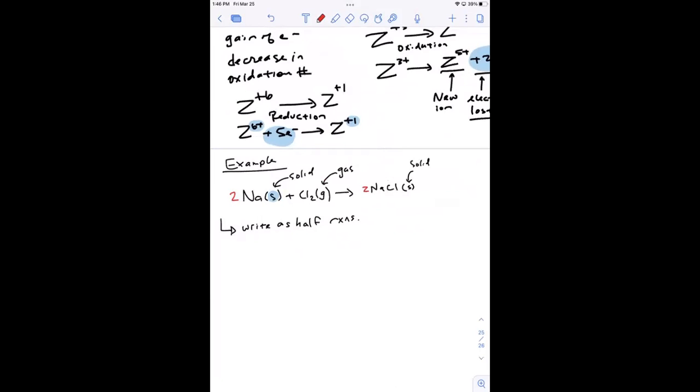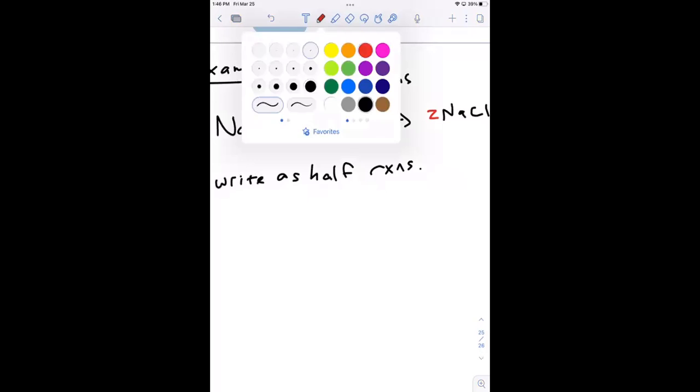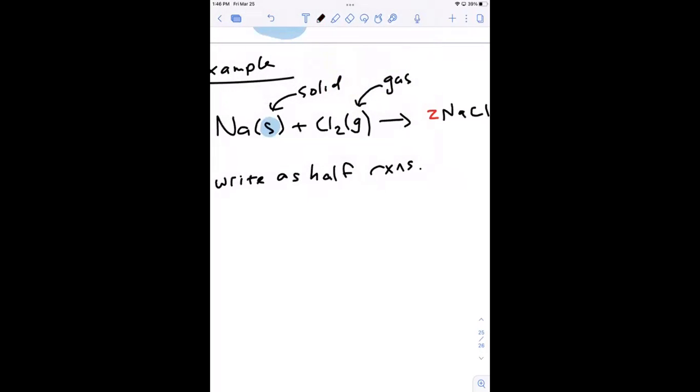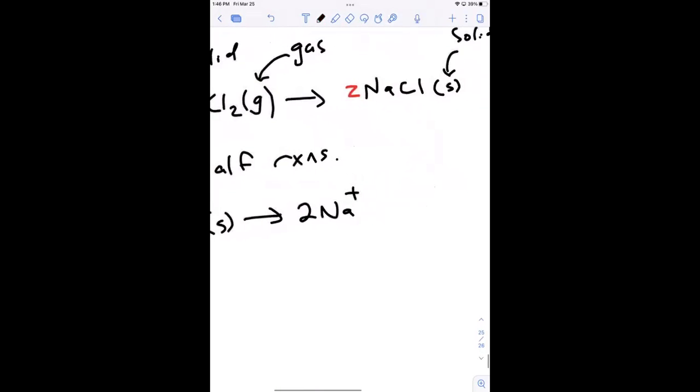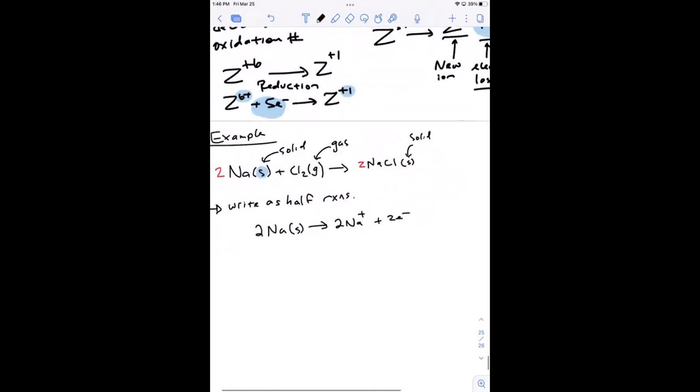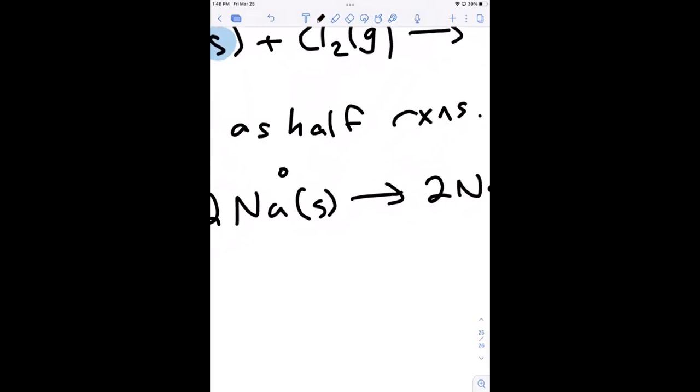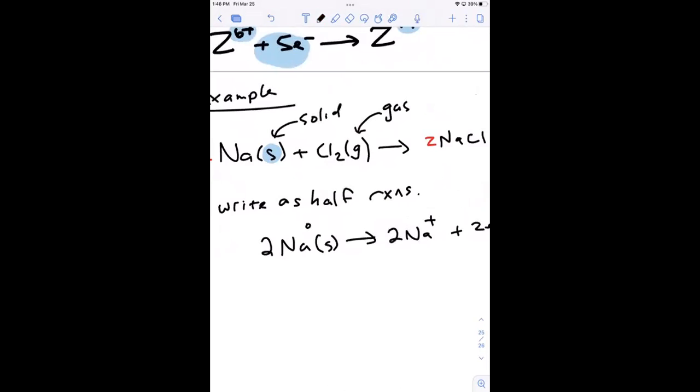So we're going to write this as something happening to sodium and something happening to chlorine. So let's write it out like this. 2Na, which is a solid, going to 2Na plus 2 electrons. The reason why we say that it's 2 electrons is because the oxidation number here is 0 by default if there's no charge indicated.